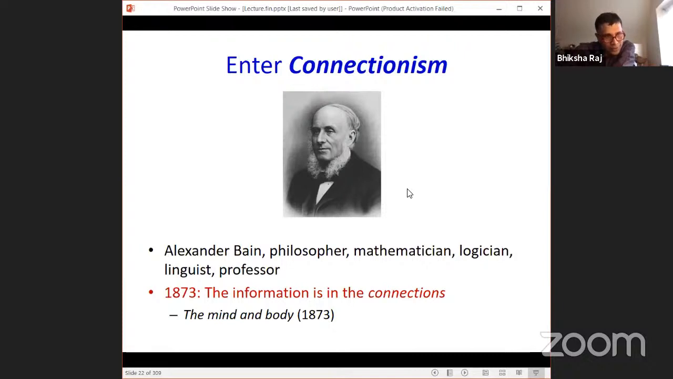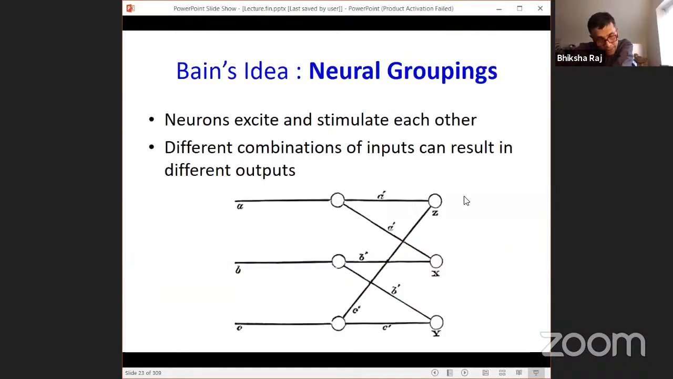Like all of the scientists back in the 19th century, he was a polymath, he did everything. He was a philosopher, a mathematician, a logician, a linguist. And last but not the least, he was a professor, which was much harder in those days than it is now. So in his book, The Mind and Body, in 1873, he suggested that the brain stores all of its information in the connections between the neurons. And not only did he come up with the suggestion, he actually came up with mathematical models.